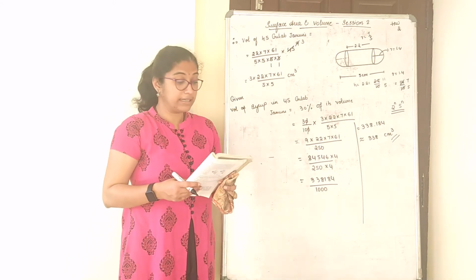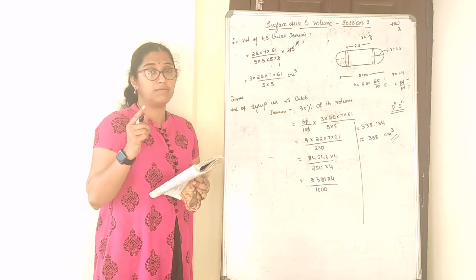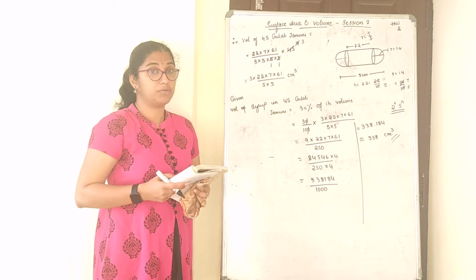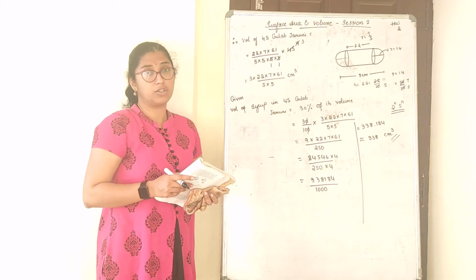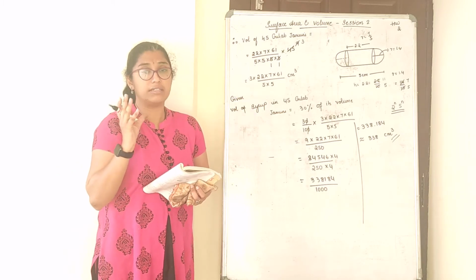This is how we actually calculate. I hope it is very clear. From the beginning, what we do is we find volume of 1 gulab jamun. Then we find volume of such 45 gulab jamuns. Then according to them, each gulab jamun has a syrup of 30% of its volume. I directly calculated for 45 gulab jamuns syrup in that.